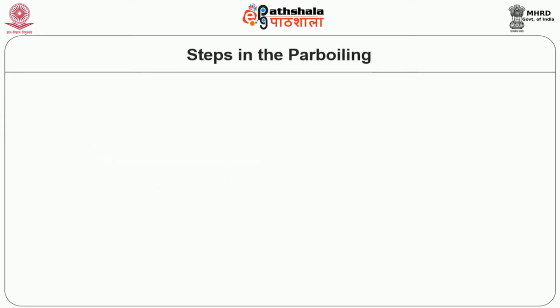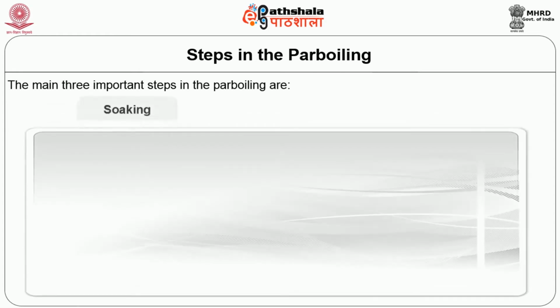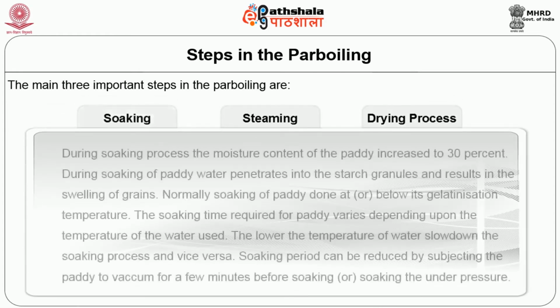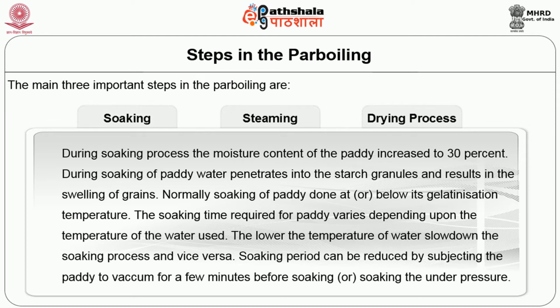Next, what are the unit operations involved in parboiling? Let me see now. The first step is soaking. During soaking, the moisture content of the paddy is increased to 30%. During soaking, water penetrates into the starch granules and results in swelling of the grains. Normally, soaking of paddy is done at or below its gelatinization temperature. The soaking time required varies depending upon the temperature of the water used.